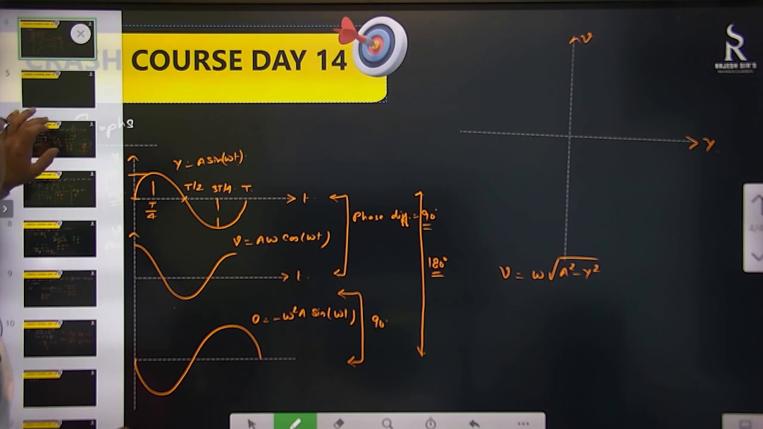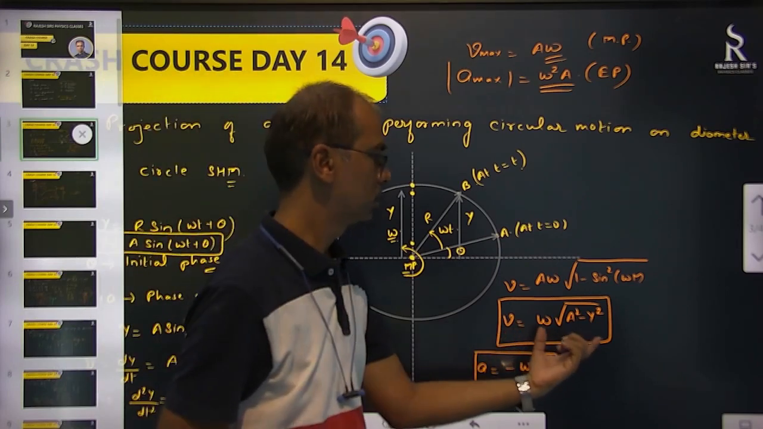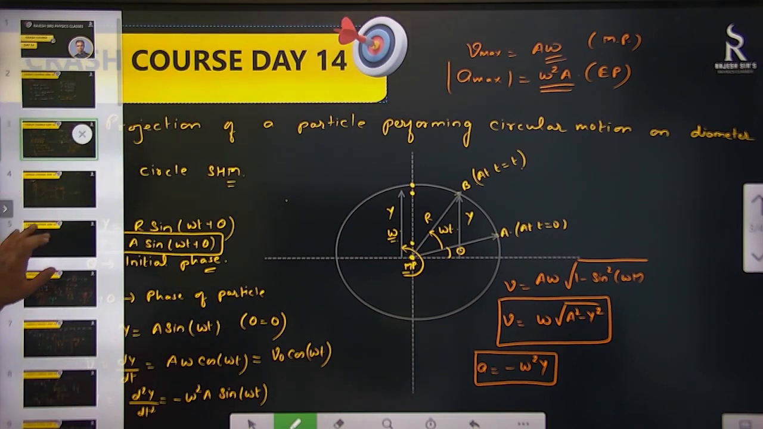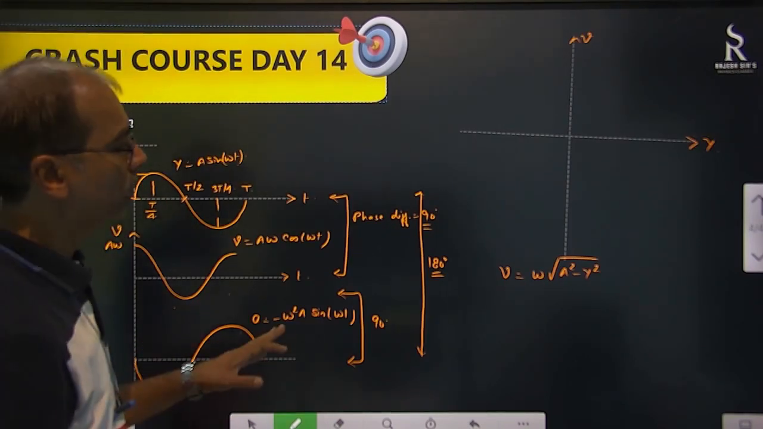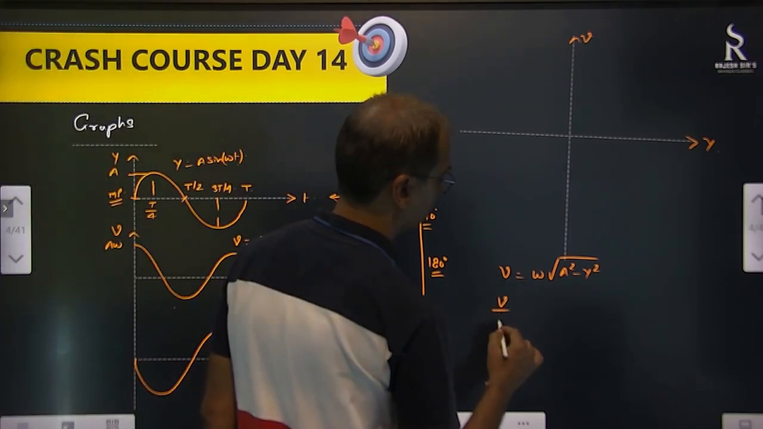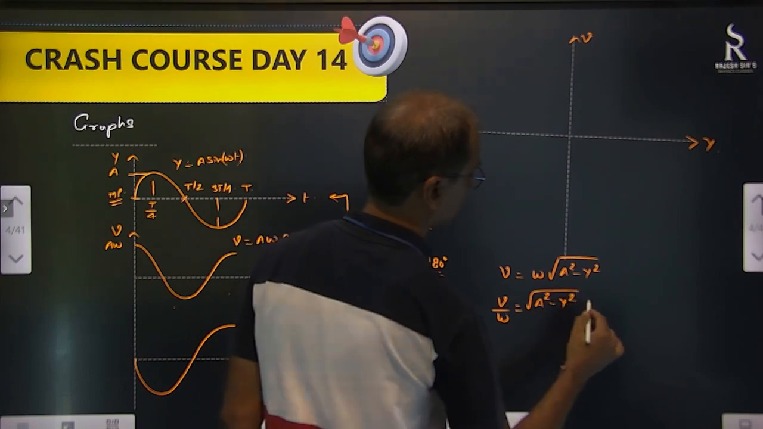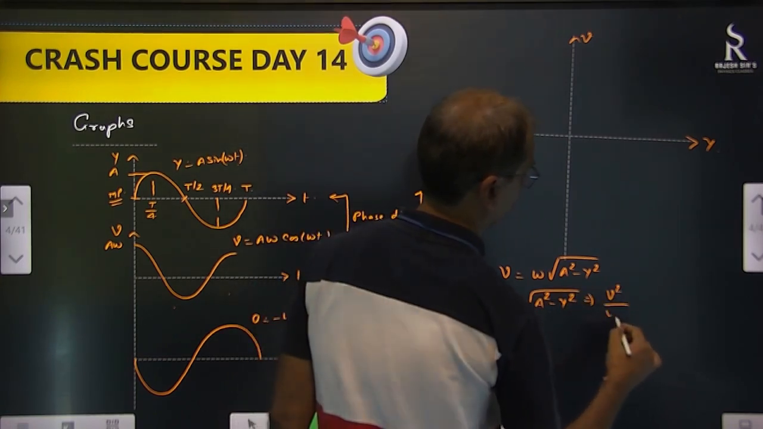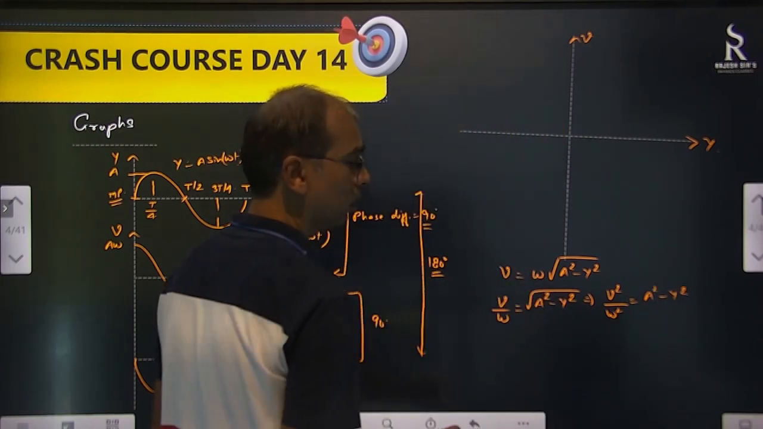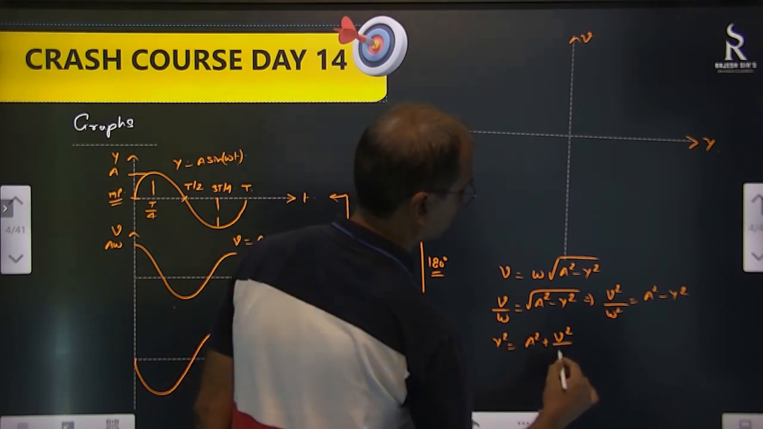Let's see what we have made. Here it is: velocity v equal to omega root over a square minus y square. Now we have to make the graph for that between v and y. So what to do? Simple, put v by omega here. This is a square minus y square, square root, square it both sides. V square by omega square equal to a square minus y square. Then y square equal to a square plus v square by omega square.